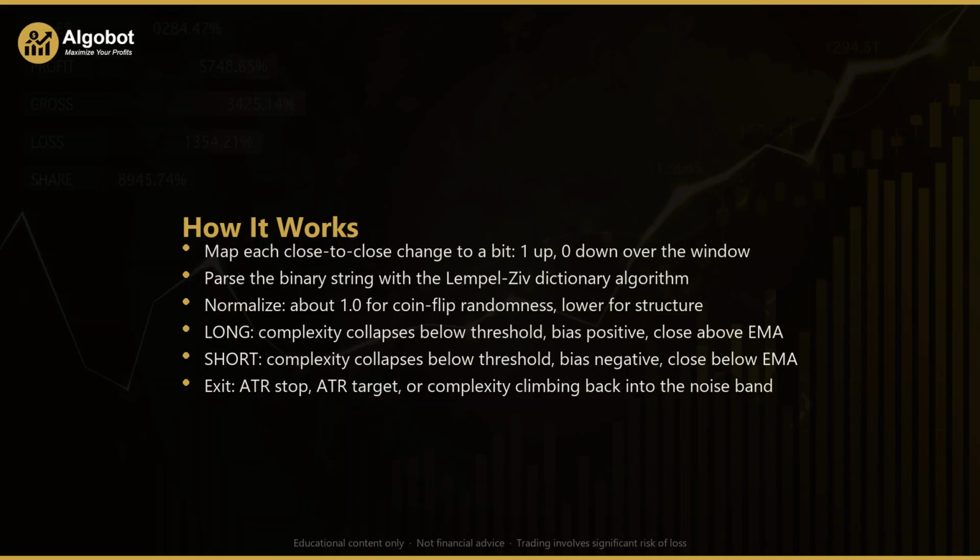On top of those static levels, the strategy adds an early regime failure exit. If the complexity climbs back above the threshold multiplied by the exit multiplier, the sequence has dissolved back into an unpredictable coin flip. The strategy reads that as the leg being over and closes the position early rather than waiting for the stop. Only 1 position per magic number is held at a time, so the system never stacks trades.